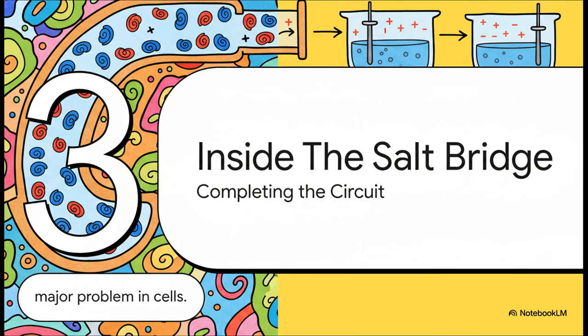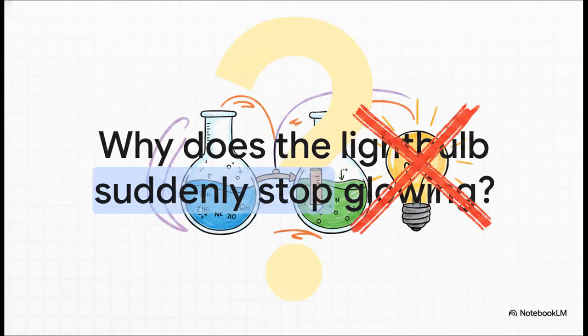Section 3. Inside the salt bridge. I know a lot of you get stuck here, so shift your focus. To understand the salt bridge, we have to look at a major problem that happens in our cells. I want to ask you this directly. Imagine your galvanic cell is working perfectly. The bulb is glowing, and suddenly, the light bulb just stops glowing. It completely dies. What just happened inside those beakers to cause this?